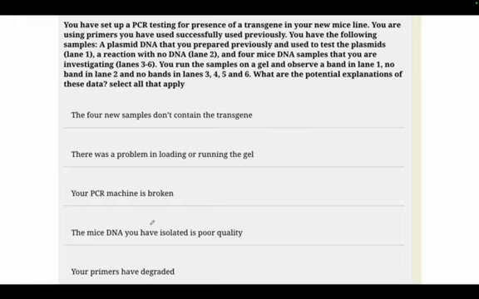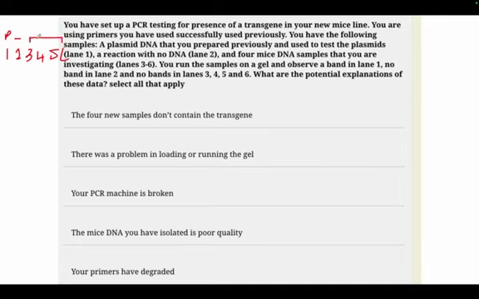Okay, we have set up a PCR testing for the presence of a transgene in a mouse line. Now, using primers, we have used it successfully, so we know the primers are working. We have the following samples. Okay. Lane 1, we're going to run plasmid. Lane 2, there is no DNA. Lanes 3, 4, 5, 6 are our experimental samples.